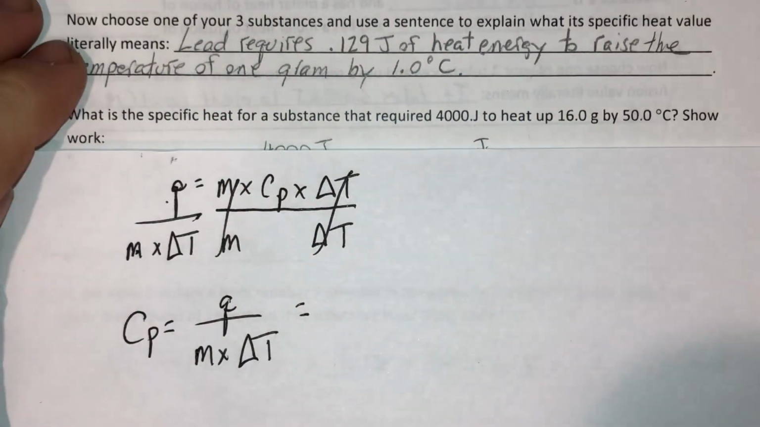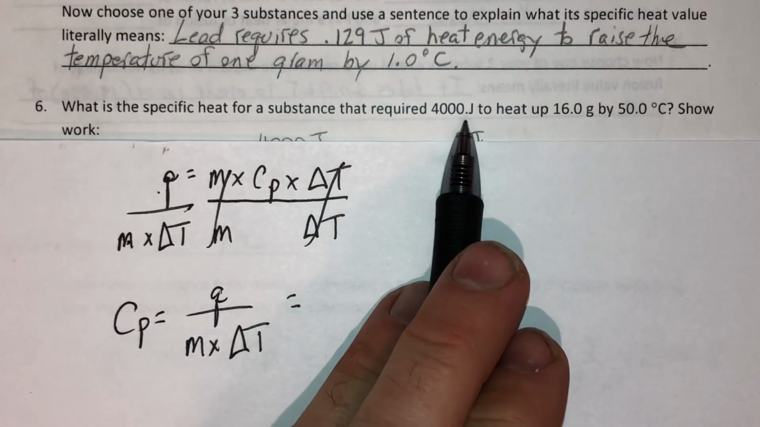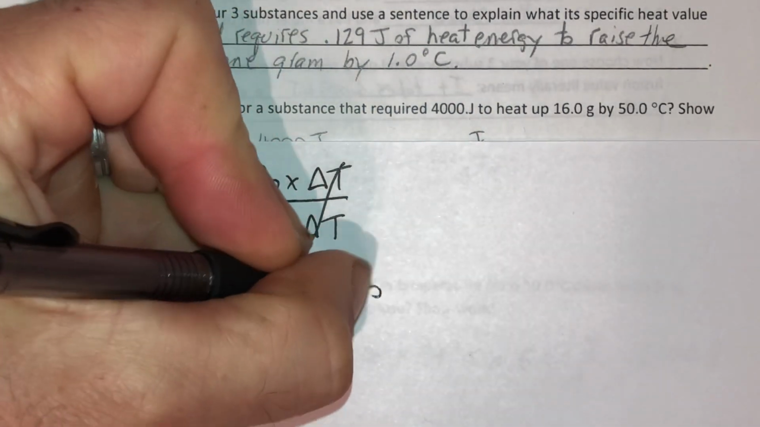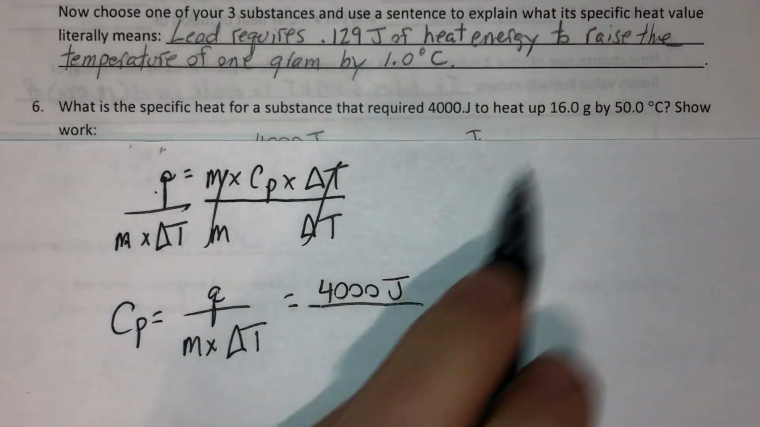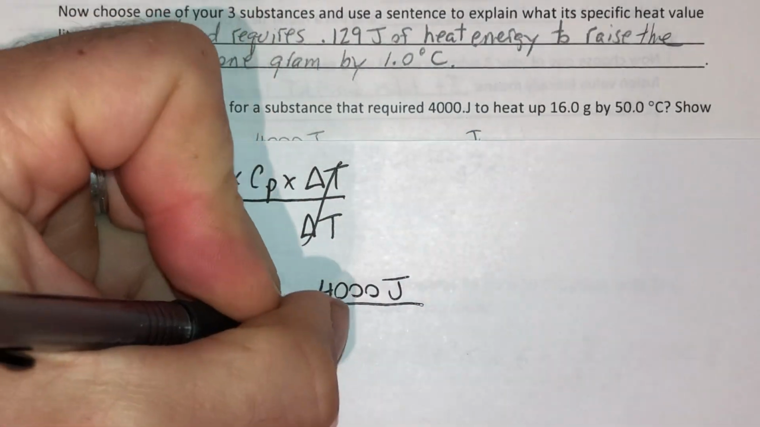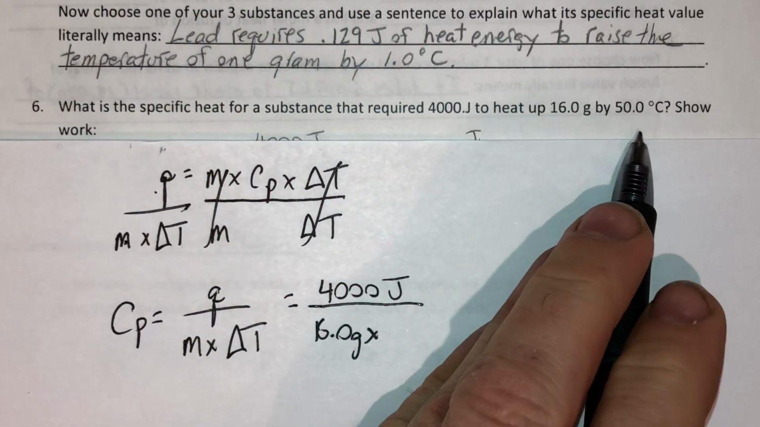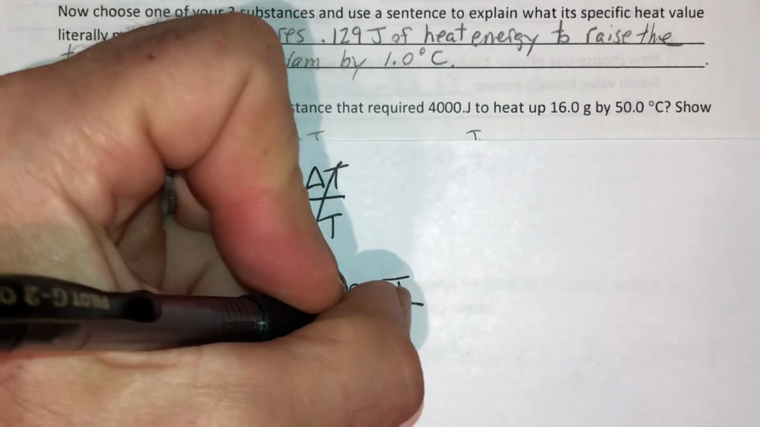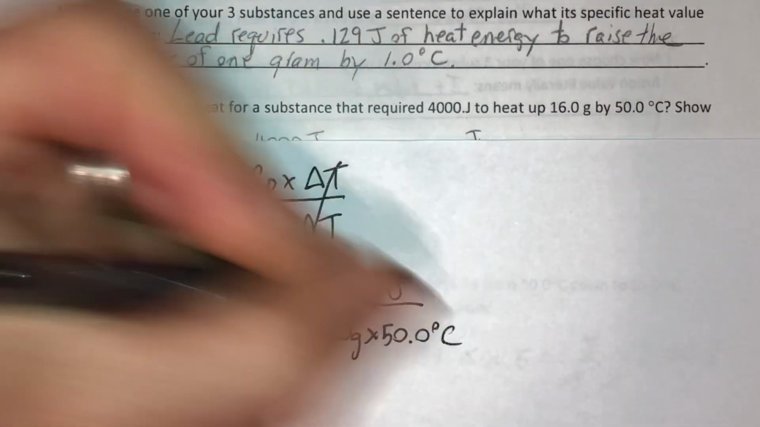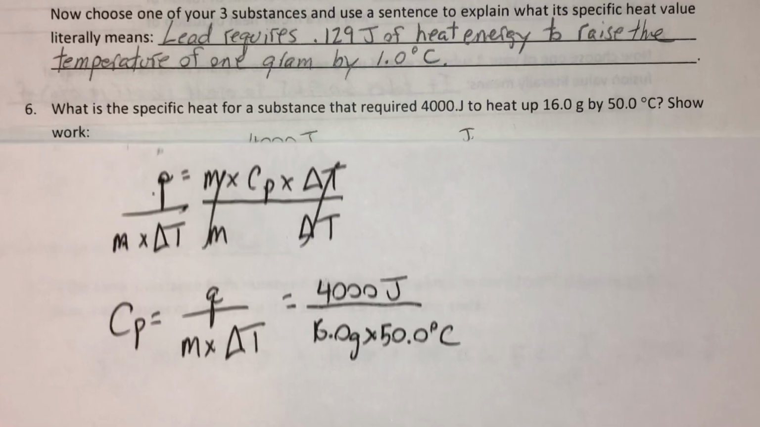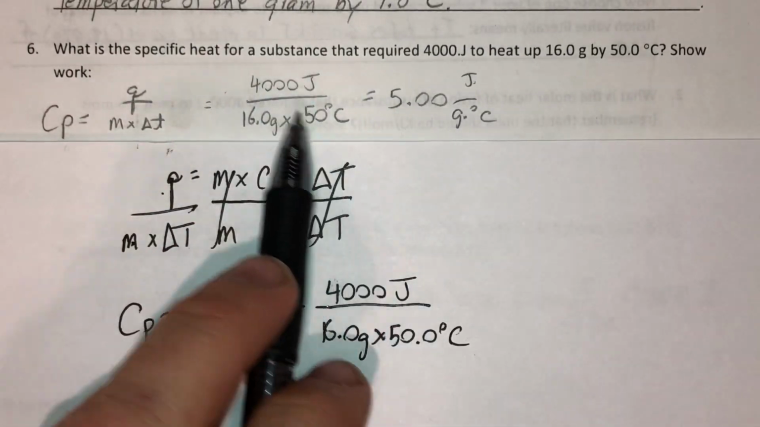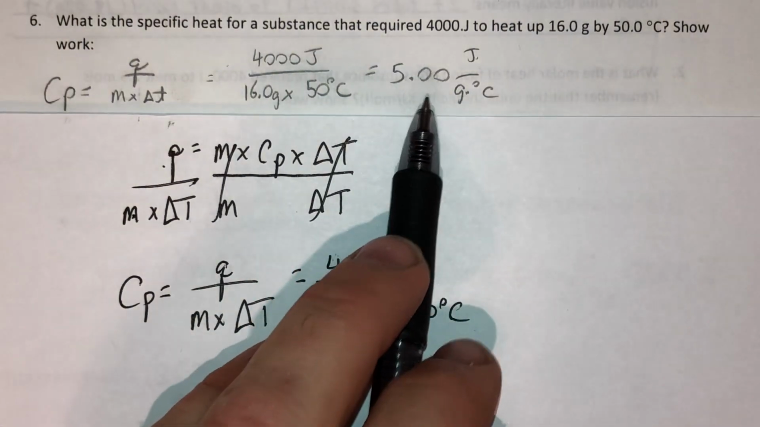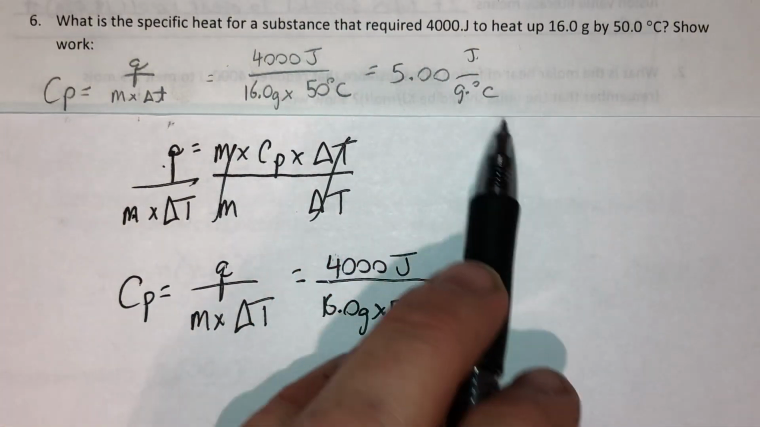Let's find those numbers. There's Q, that's energy, 4,000 joules. Our mass is 16.0 grams, and our delta T: it heated up by 50 degrees. That's a change in temperature, so that's 50 degrees. We put all that together, and again, none of those units cancel out, so we have 5 joules per gram degree Celsius.